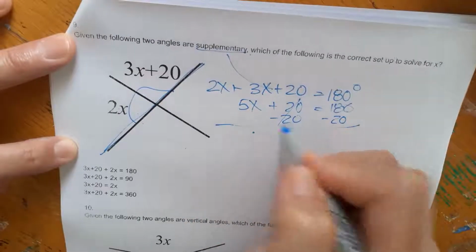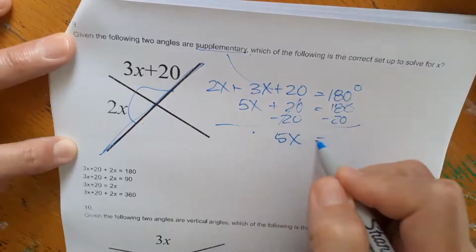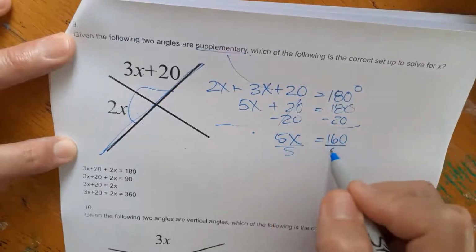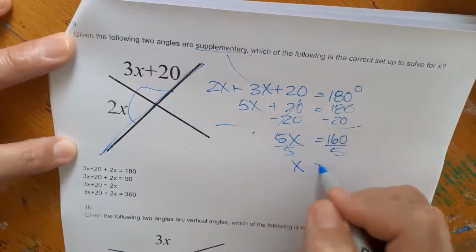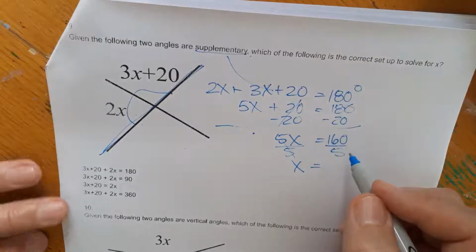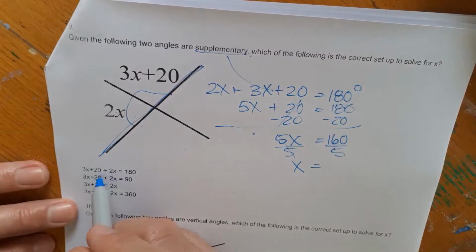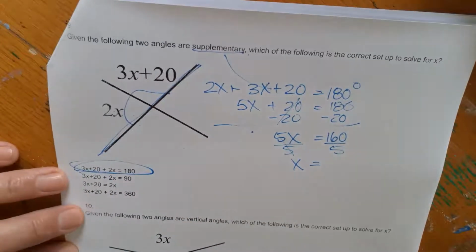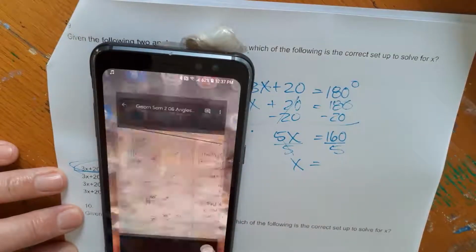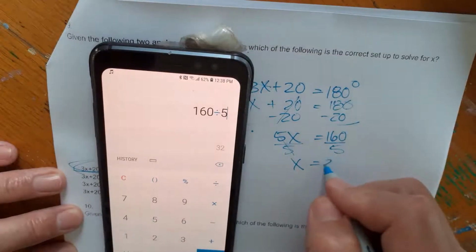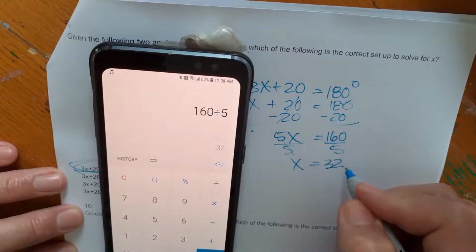To use your equation solving methods, we got 5x on the left. 180 minus 20 is 160. And divide both sides by 5. X equals 160 divided by 5. But notice, they don't even ask us to do this. They just set it up. We didn't even have to solve, right? But just remember, take your 160 divided by 5 and put in your 32 here. That would be the value of x.